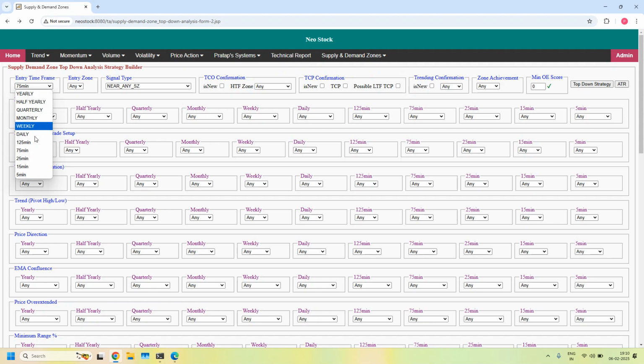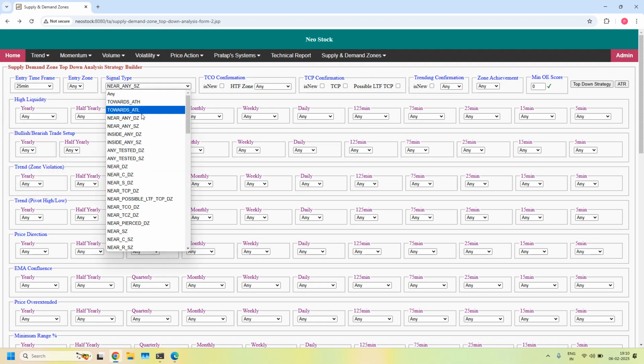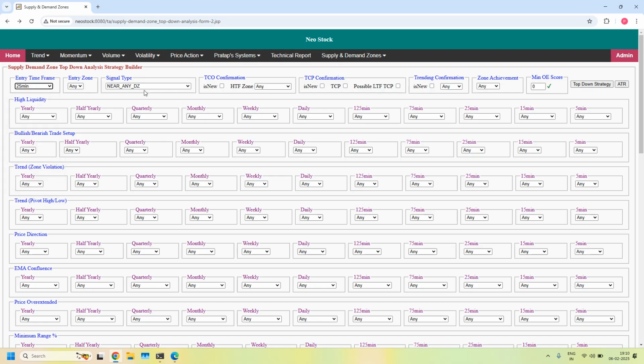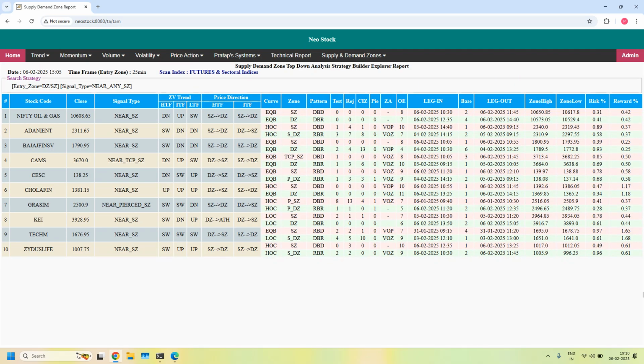Next time frame is 25 minutes. Stocks near 25 minutes demand zone. We got 7 stocks. Next 25 minutes time frame. Stocks near 25 minutes supply zone. We got 10 stocks.